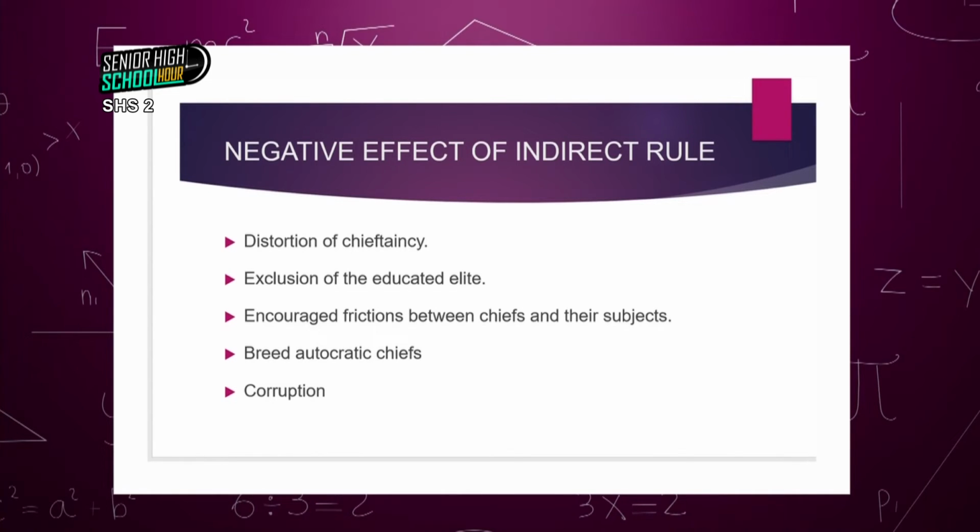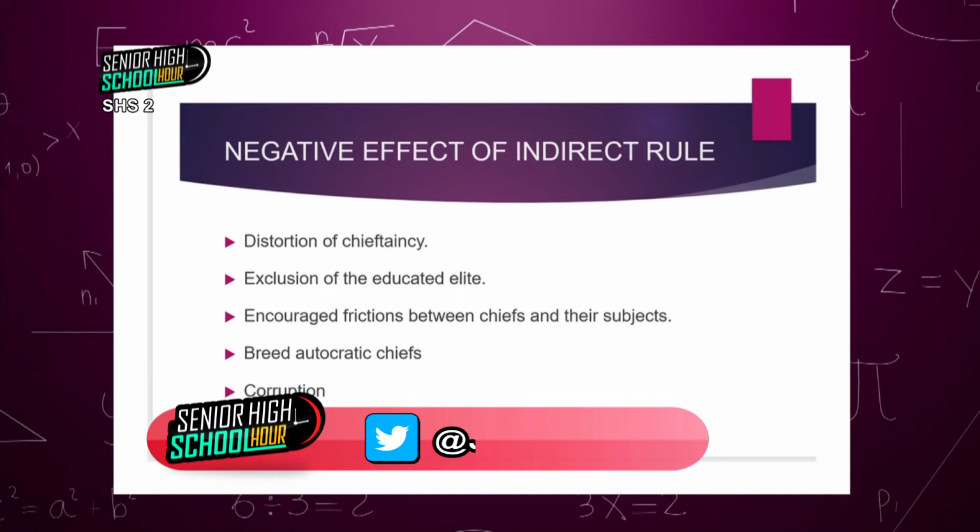It also encouraged frictions between the chiefs and their subjects. I think the last time we met, we said that if you're going to use another person as a betweener, another betweener was going to negatively affect your life, then there's going to be a problem with who that betweener or the intermediary was. And so that is what happened. At a point in time, the people of the Gold Coast felt that they had been betrayed by their chiefs.